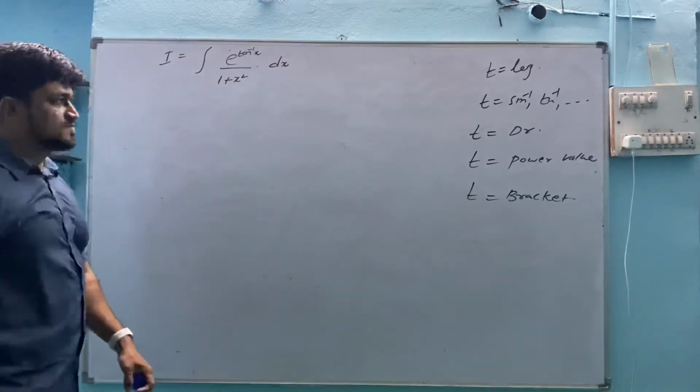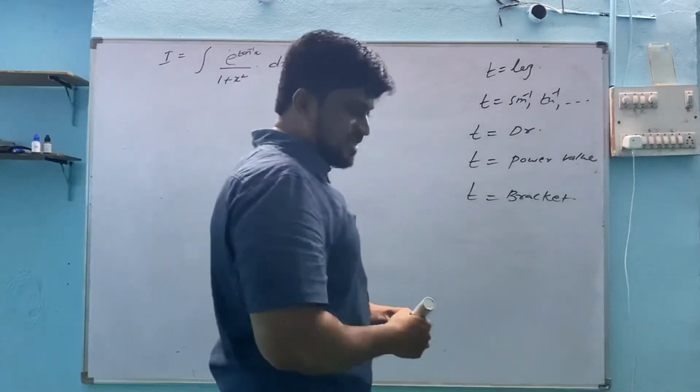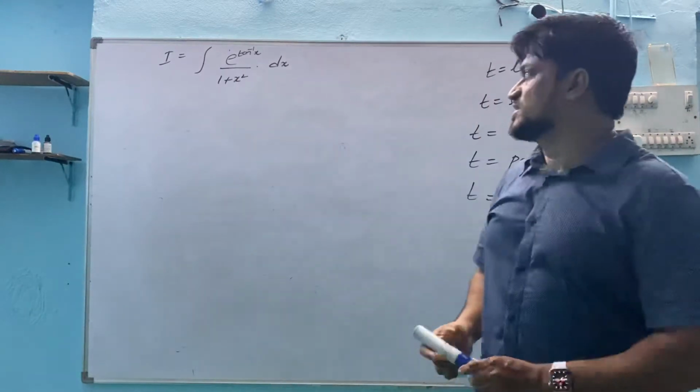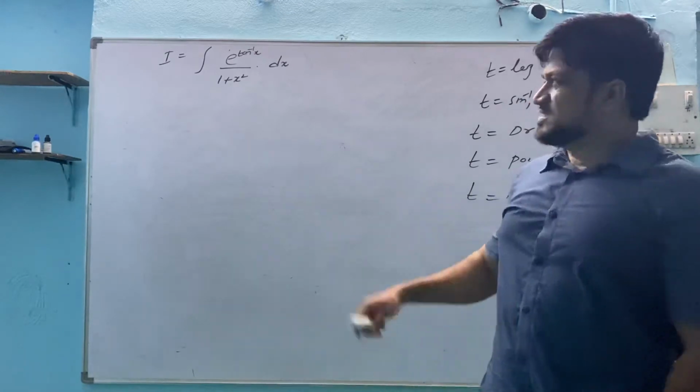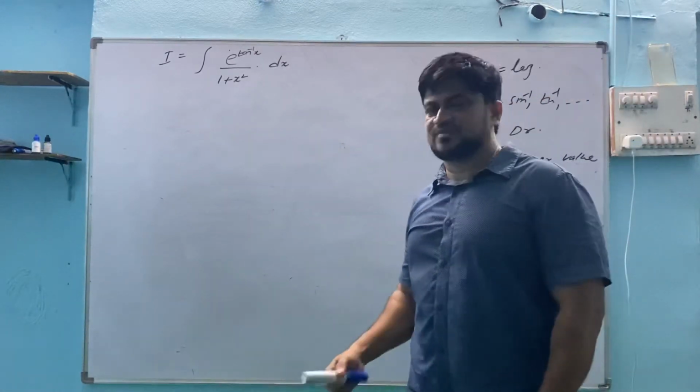This is the question. Integral e power tan inverse x divided by 1 plus x square dx. What do we have to think? See, these are exercise questions only. I am selecting the questions.